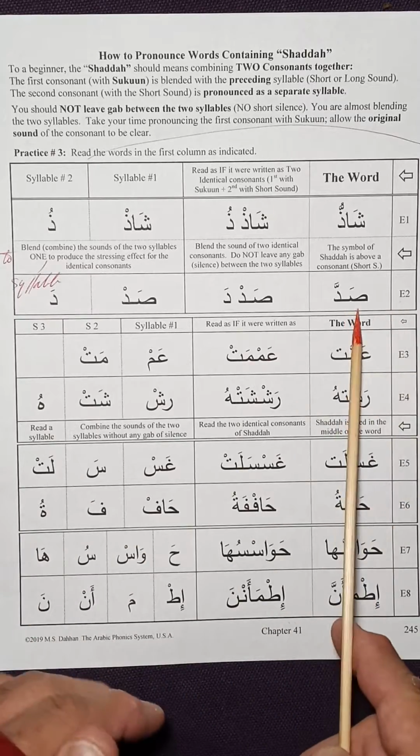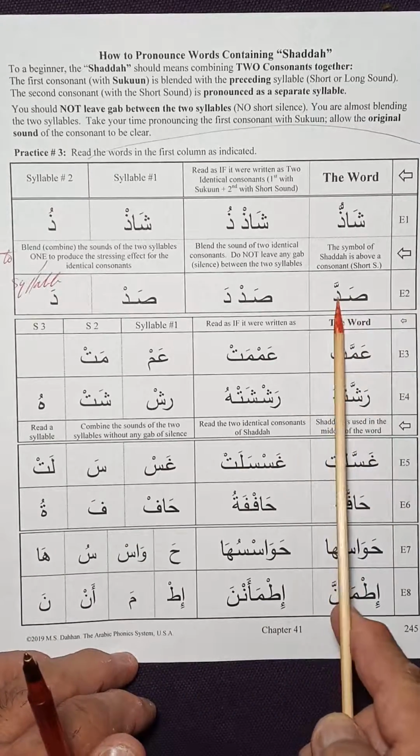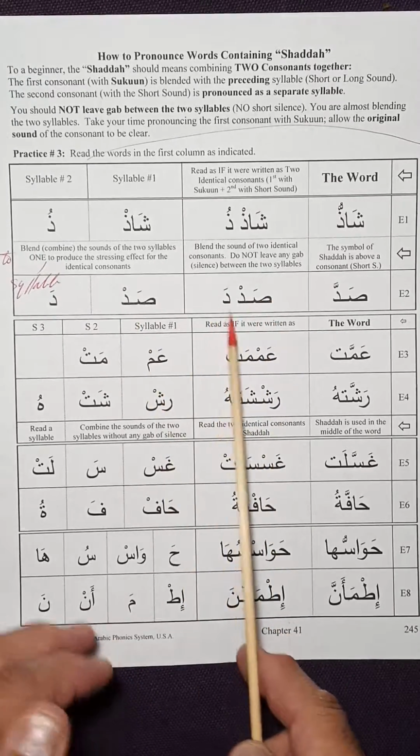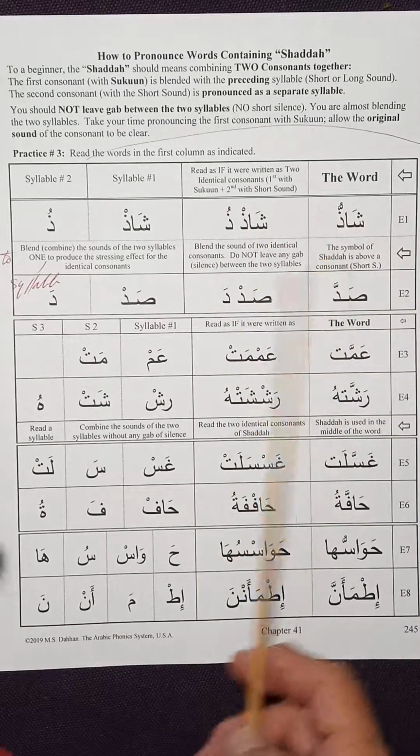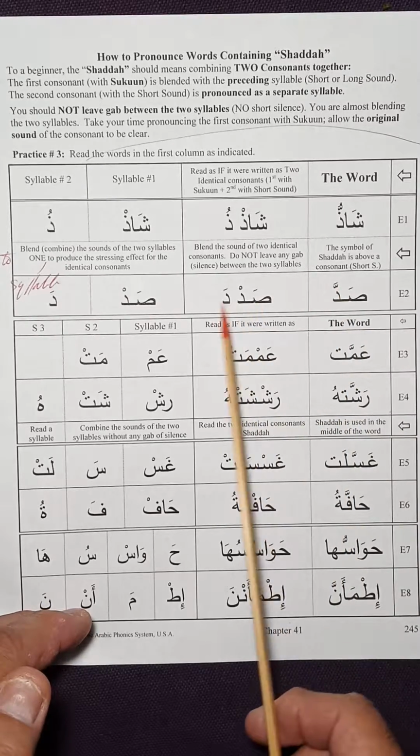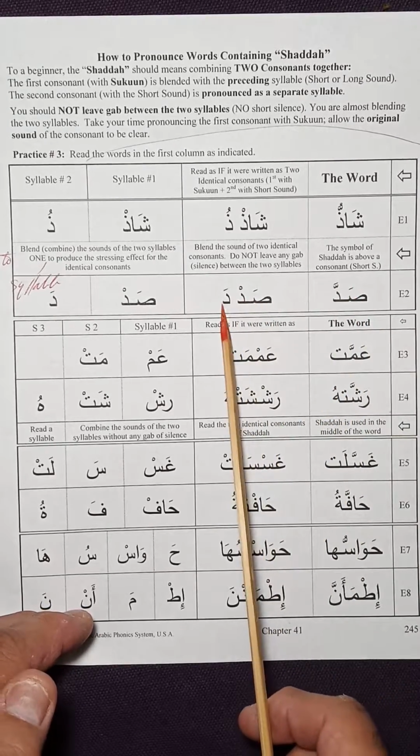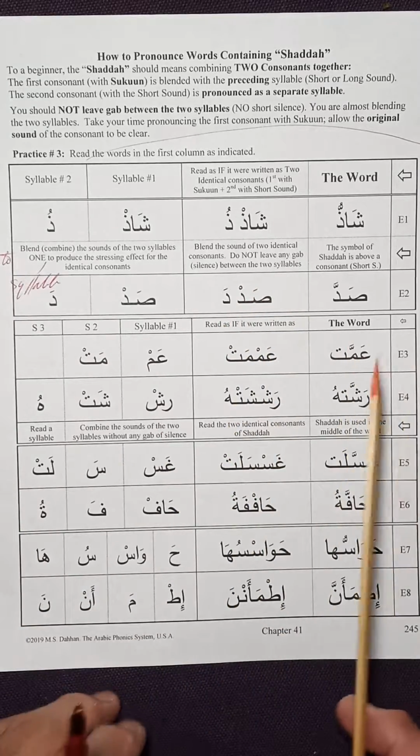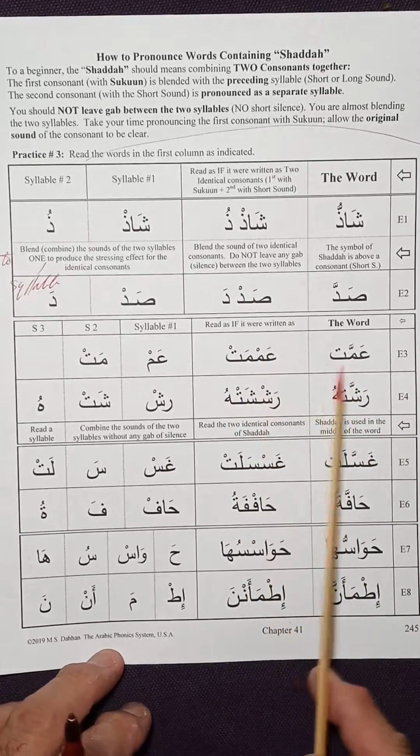All right. Sadda. That's two of them. The first was sukoon and the second was a vowel, so it's sadda. We don't stop in the middle here. When you see the shad, it's literally two of them. The first was sukoon, the second was some kind of vowel or sound. Here, ammat. It's in the middle here.